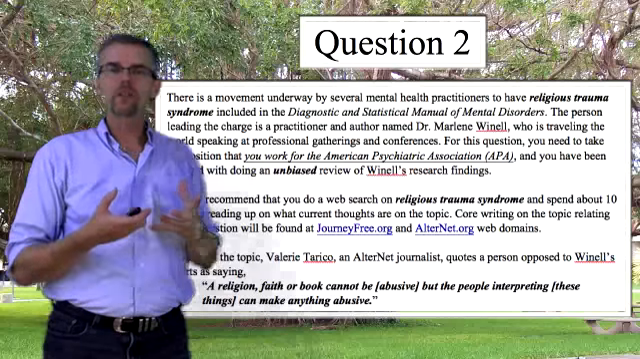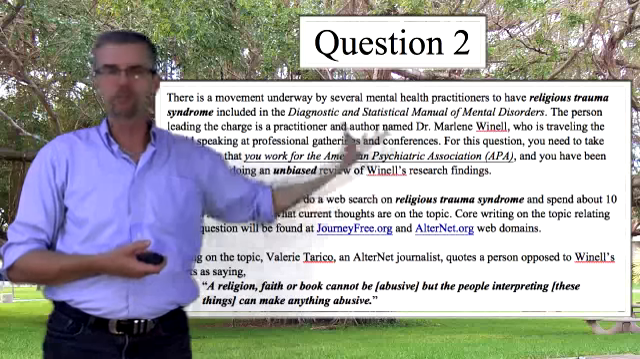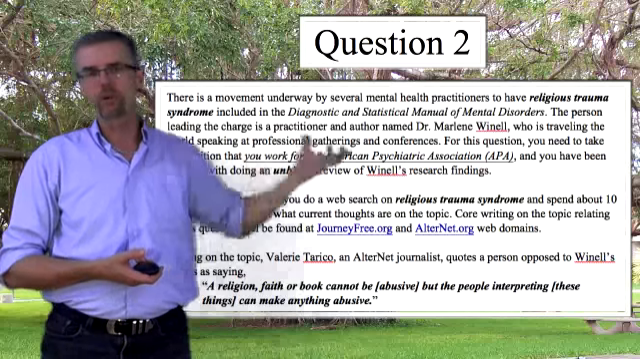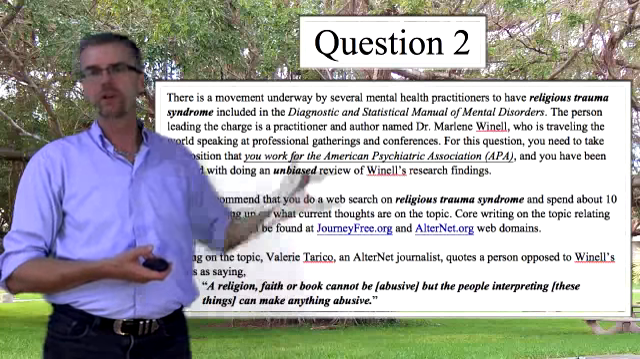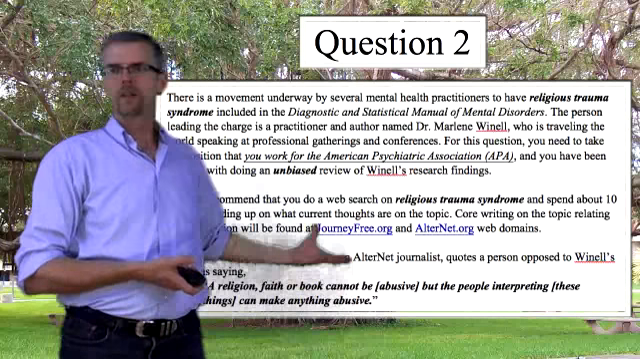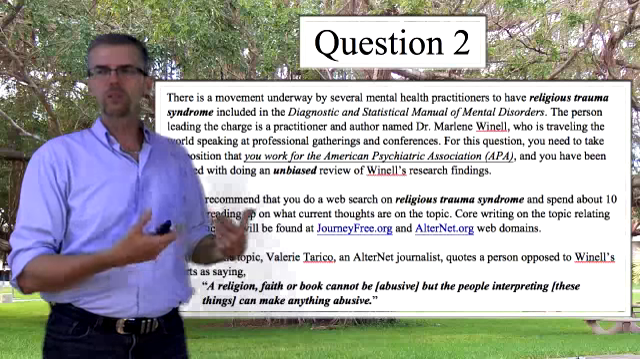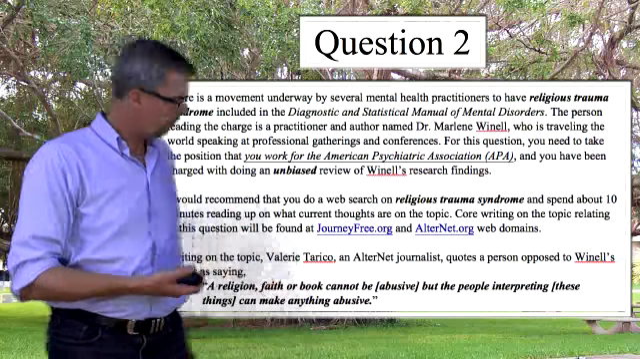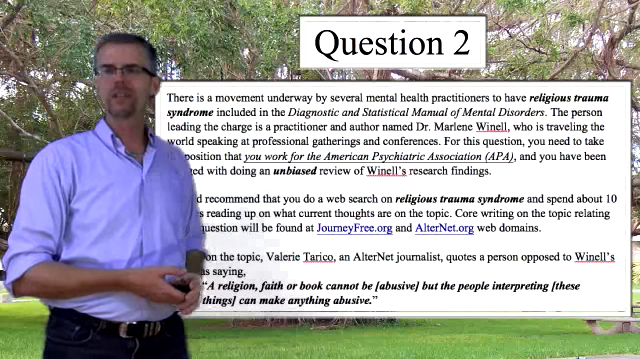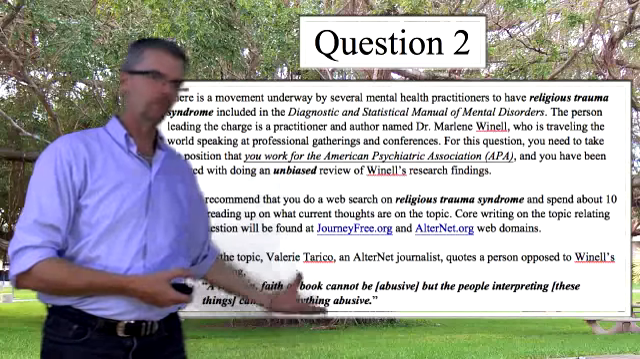As always, in the preamble to the question that I give you in the file that you downloaded and printed out and you should have in front of you, I've given you some pointers where you can go to find out a little bit more about this if you want to. But as a starting point, what I've given you is this report from Valerie Tarico, an alternate journalist, who quotes a person who is opposed to Winnell's efforts as saying, "A religion, faith, or book cannot be abusive, but the people interpreting these things can make anything abusive." So this is one side of the argument that you could take.